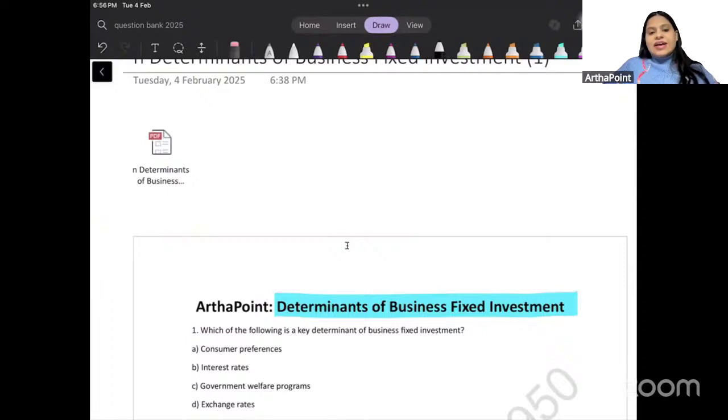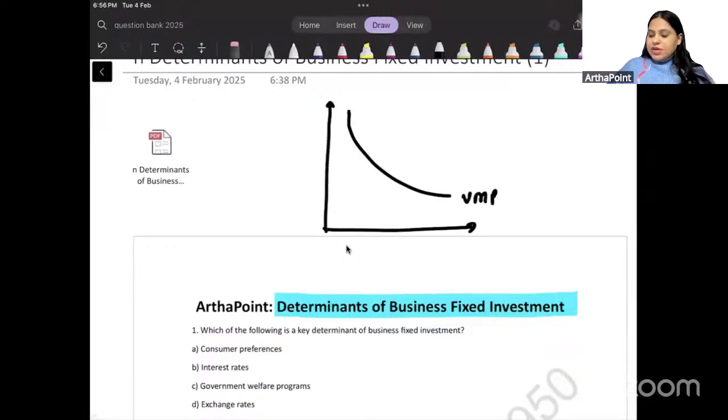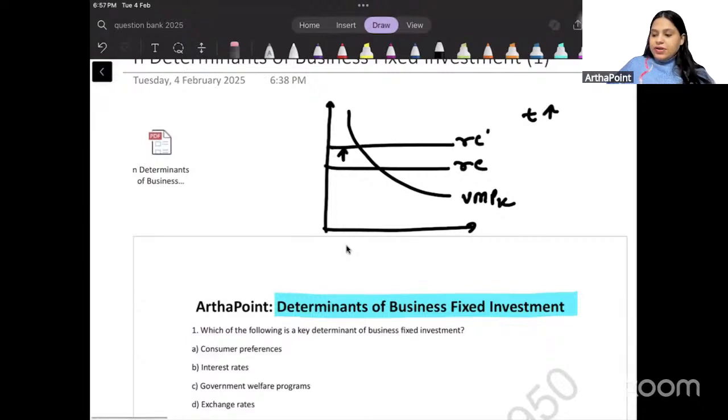That is correct. Taxes will correspond to higher rental cost. है ना? तो that is correct कि अगर tax impose होगा, so if this is my VMPK, this is my rental cost. So when there is tax, it will increase the rental cost of capital, and if rental cost of capital increases, desired capital stock will decrease. Correct. ठीक है, all of you are correct. That is the correct answer to this question.